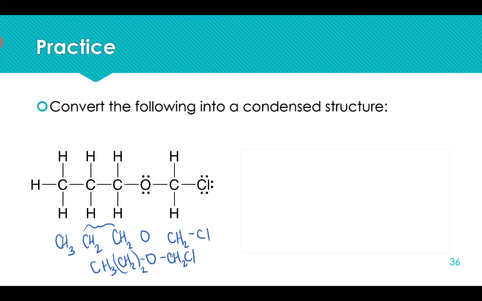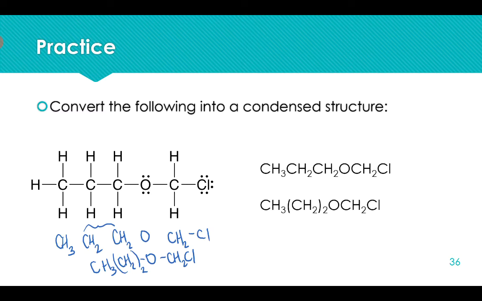CH2Cl. What you can't do is move this CH2 over to condense it that way, because we still have to convey the structure of the molecule. The carbon that has the Cl on it is not connected over here. So we still have to maintain the same bonding arrangement that we have up above. Try not to over-condense your molecule.